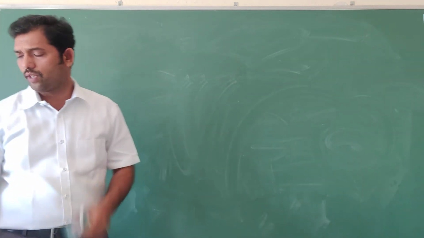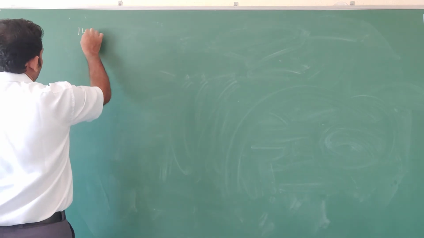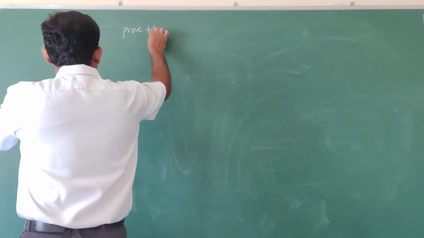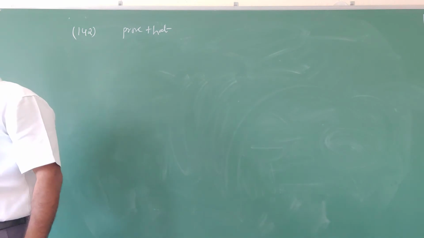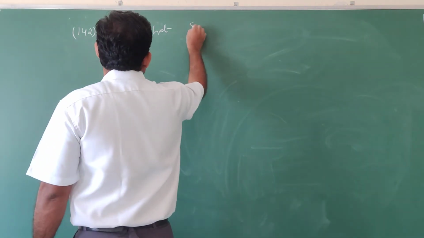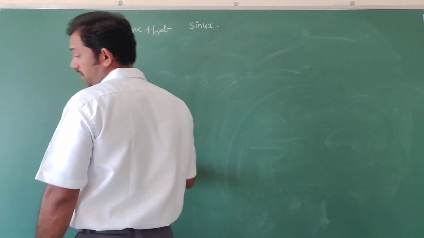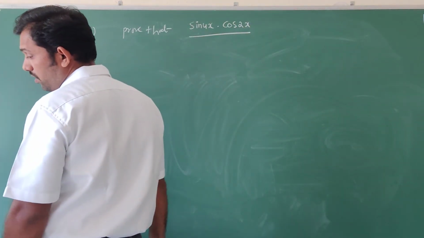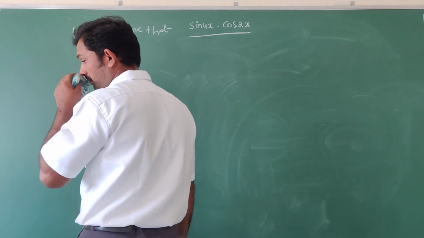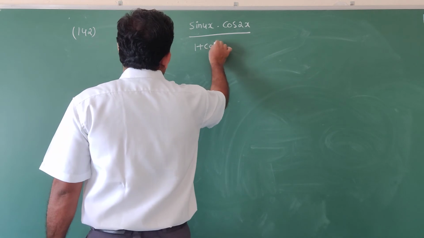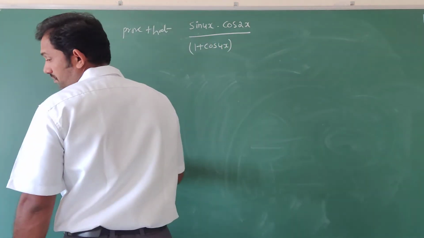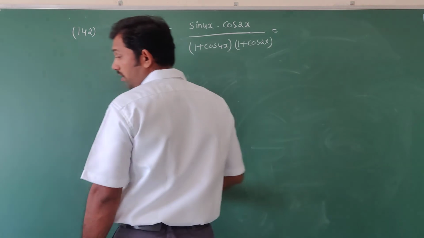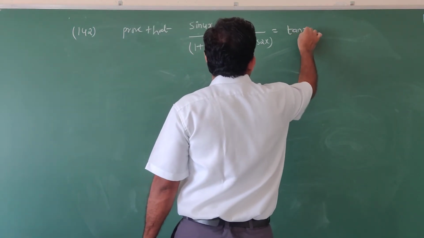Next question, number 142 in our material. Prove that (sin 4x cos 2x) divided by ((1 plus cos 4x)(1 plus cos 2x)) is equal to tan x.